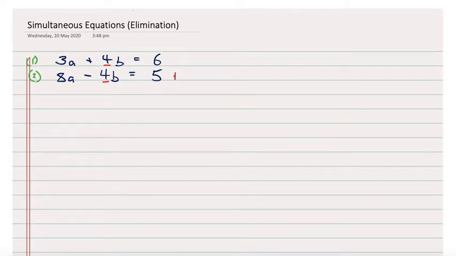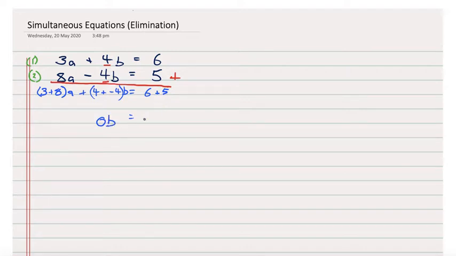Notice that if we add both of these equations together, what we'll get is 6 plus 5 equals 4b minus 4b, and then we'll have 3a plus 8a. If we add the coefficients of these equations together, what we'll find is that this plus 4 and this negative 4 are going to cancel out. So we get a 0b.